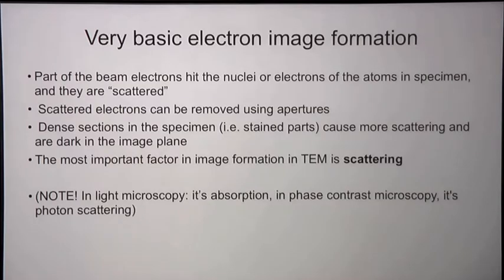So the way we make an image with electrons is using scattering, right? The beam of electrons hits the atoms in the specimen, and eventually they interact with it and are scattered. Most of them actually aren't scattered, but the ones that are scattered can be removed by using apertures, or they can be focused into different planes and used to construct an image.